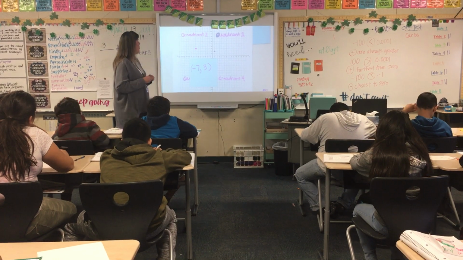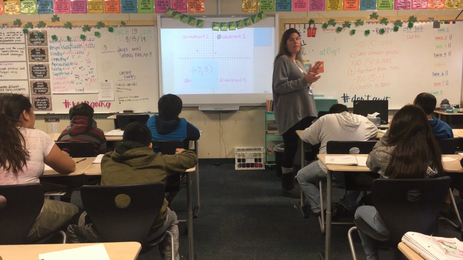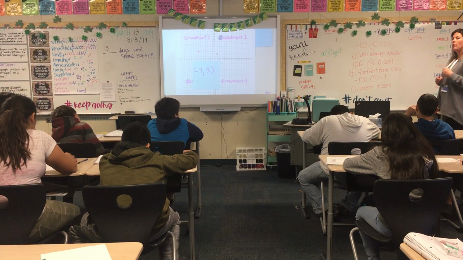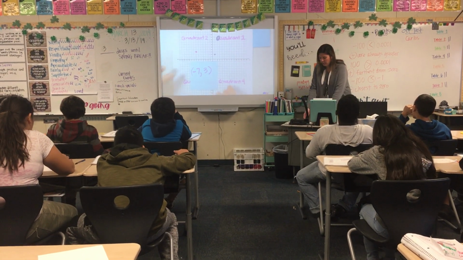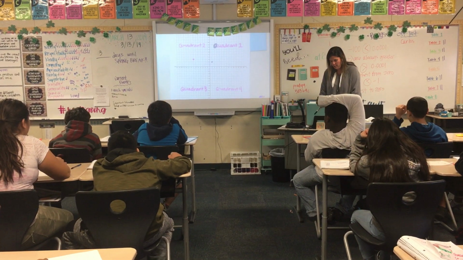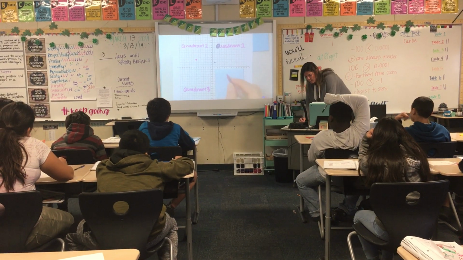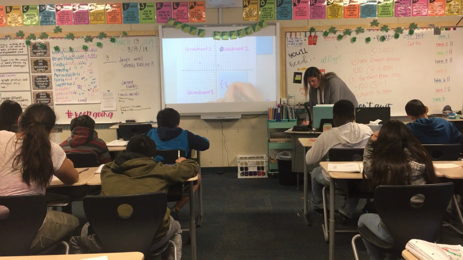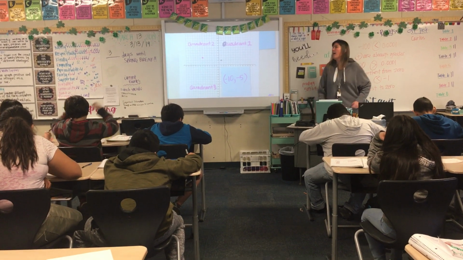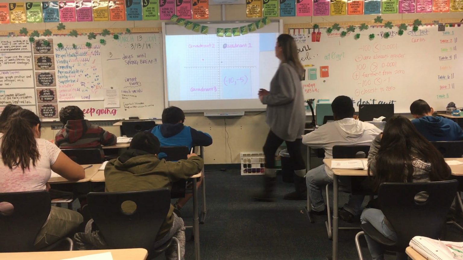Now, the next one, in quadrant 3, what are our 2 points going to be? Positive, negative, negative, negative, negative, positive. What are they going to be, Ava? Negative, negative. So, quadrant 3 is negative, negative. And I'll put that here. So, the point that you're going to plot in quadrant 3 is negative 10, negative 5. So, Amani, negative 10, negative 5.